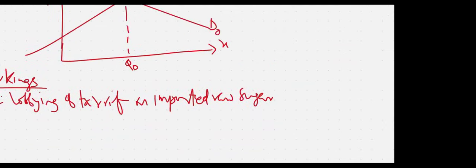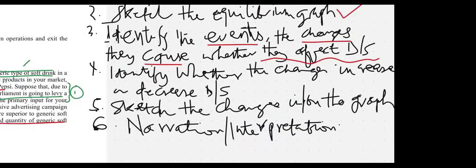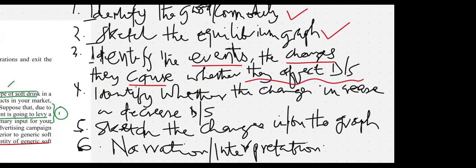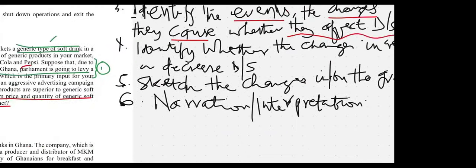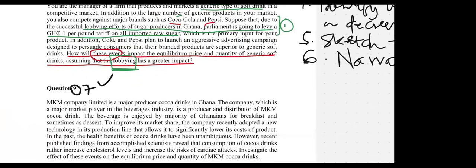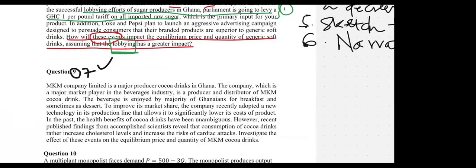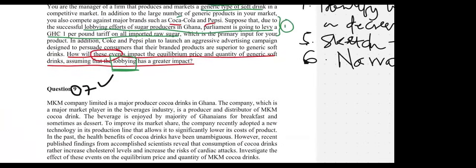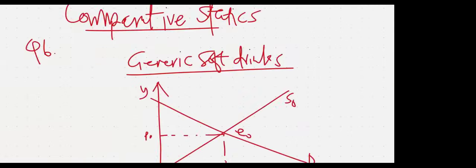So let's go back to what the steps are. The step says identify the events, right? Which we have identified now. We have identified one. Let's write all the two events. So that's event one. What is the second event? In addition, Coke and Pepsi plan to launch an aggressive advertising campaign designed to persuade consumers that their branded products are superior to generic soft drinks. So what name can we give to this? Aggressive advertising campaign by competitors.